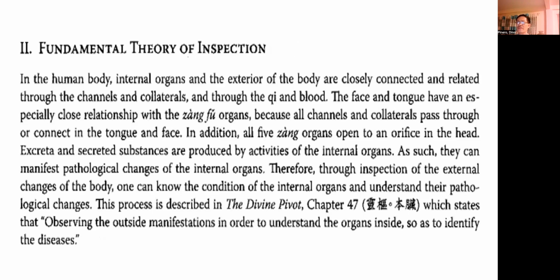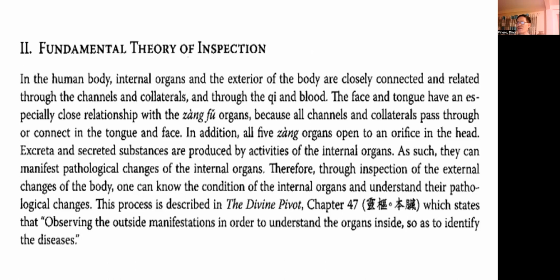Next, we go to the fundamental theory of inspection. In the human body, internal organs and the exterior of the body are closely connected and related through the channels and collaterals and through the qi and blood. The face and tongue have especially close relationship with the zangfu organs because all channels and collaterals pass through or connect to the tongue and face. Okay, so we can see it in the tongue and face.